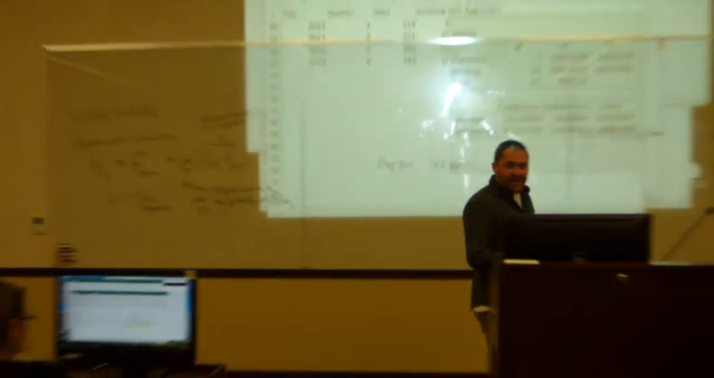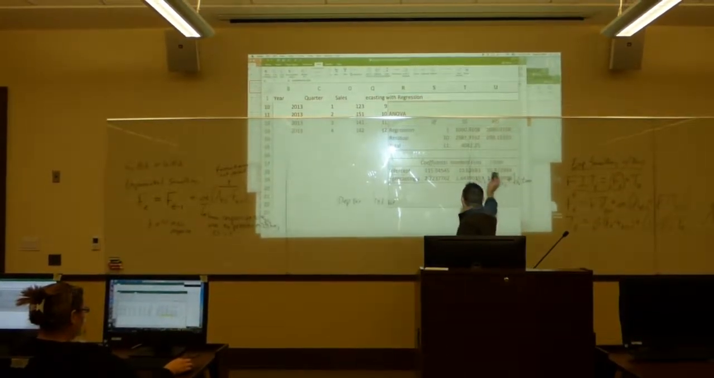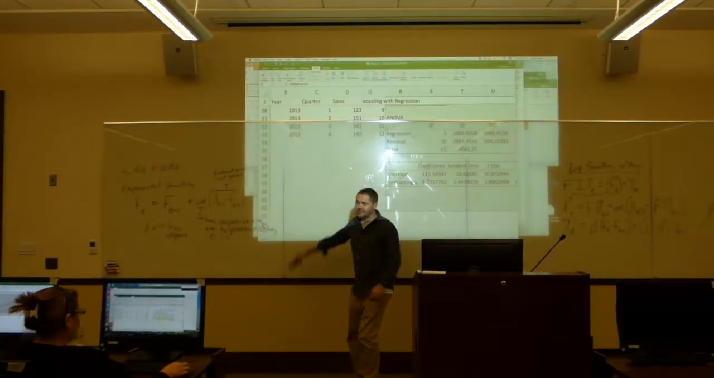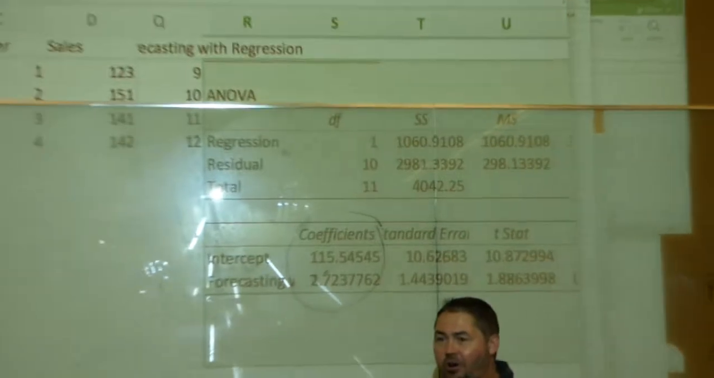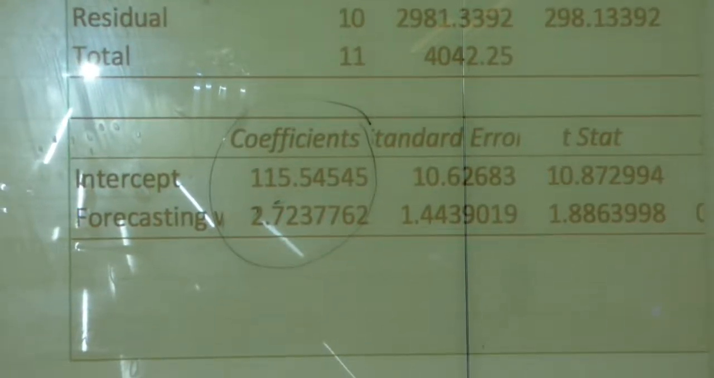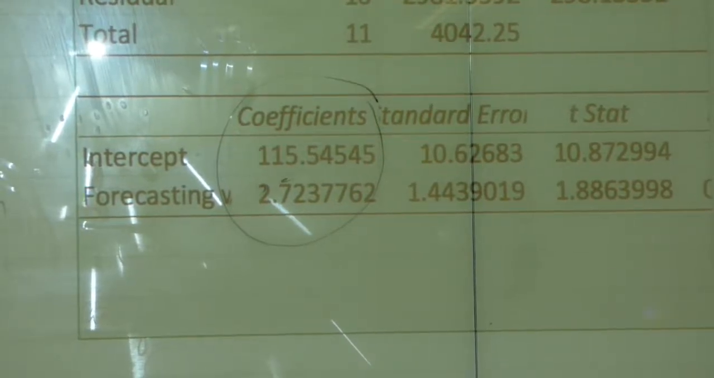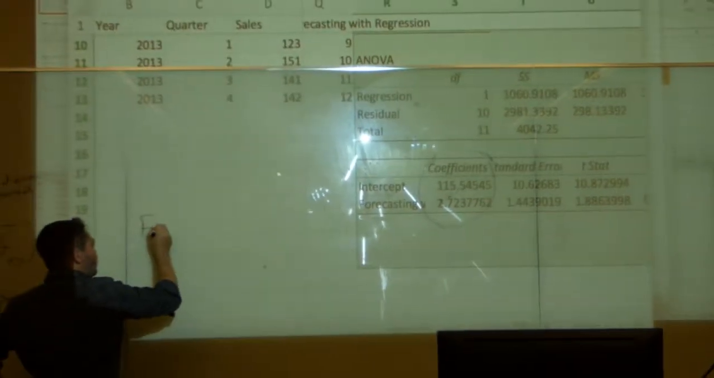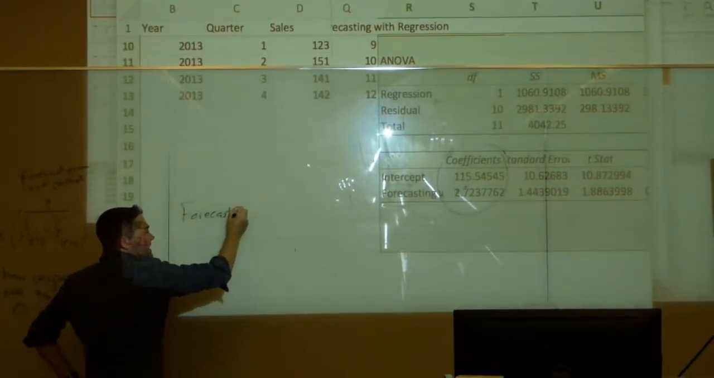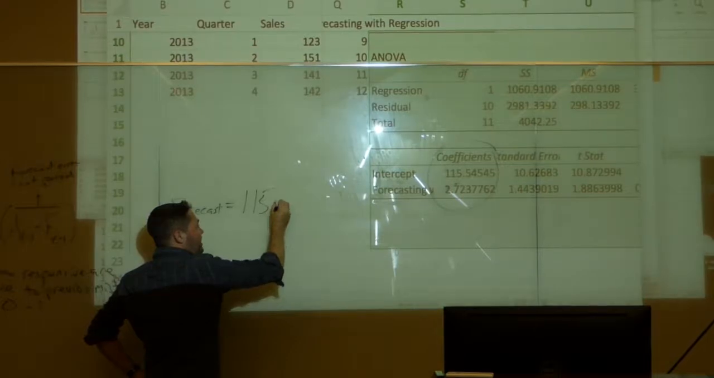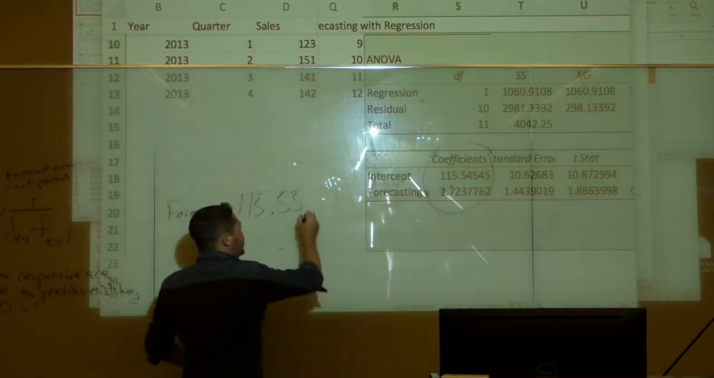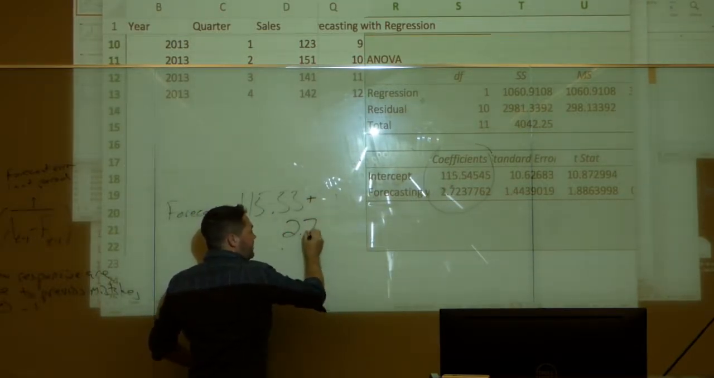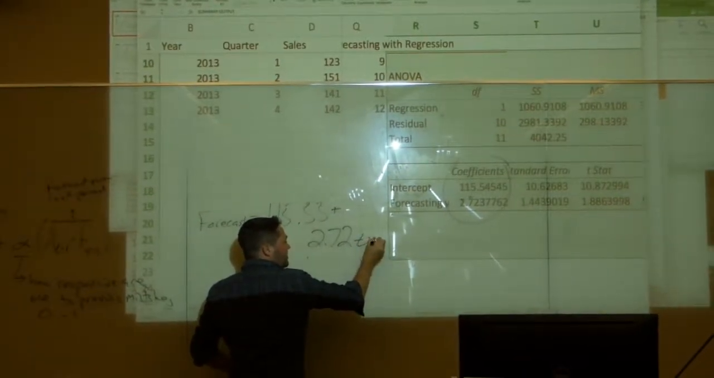All right, now we have everything that we need. We don't need to do any other analysis. All we need to do is look at coefficients. So our forecast based on regression analysis is y equals b0 plus b1 times time. Our forecast is equal to 115.55. Where did I get that? My intercept. Plus 2.72 times the time period.